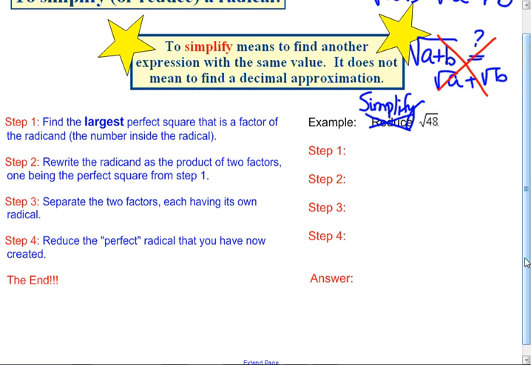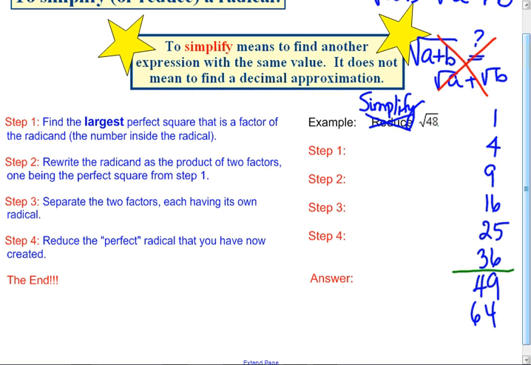So, here's what I'm going to do. I'm going to make a list of the perfect squares on the side. Okay? Those are my perfect squares. Now, I want the largest one, just perfect squares. There are a lot of numbers. 6 goes into 48, but that's not a perfect square. Obviously, it can't go to 49. It's too big.